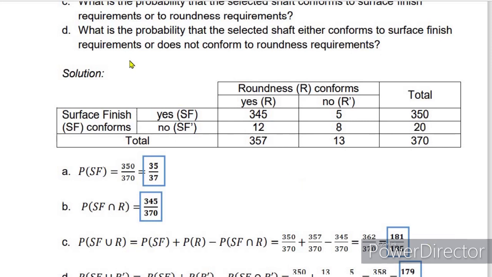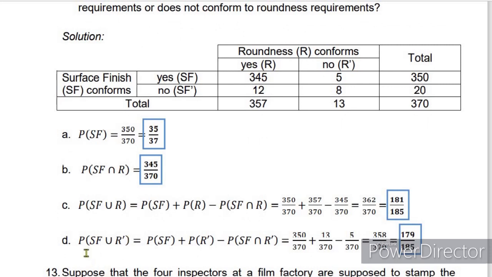What is the probability that the selected shop either conforms to surface finish requirements or does not conform to roundness requirements? Oh, we have here a condition which does not conform, so we will get the complement. Okay, guys? The word does not means complement. So the probability of SF union R complement is equal to the probability of SF plus probability of R complement minus the probability of SF intersection R complement.